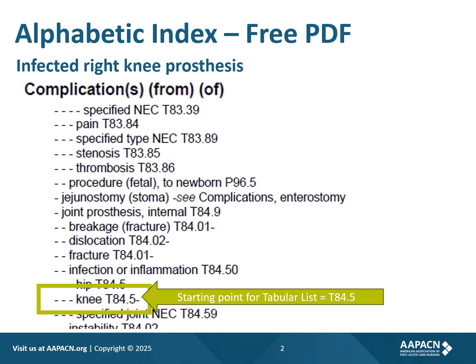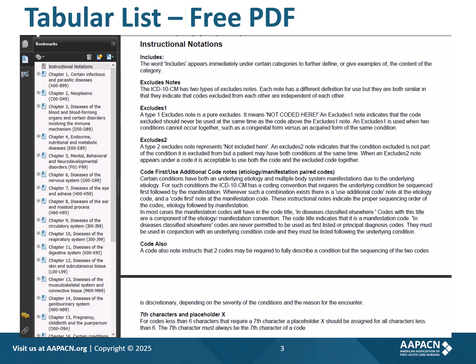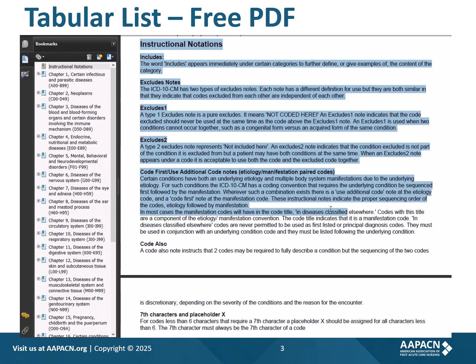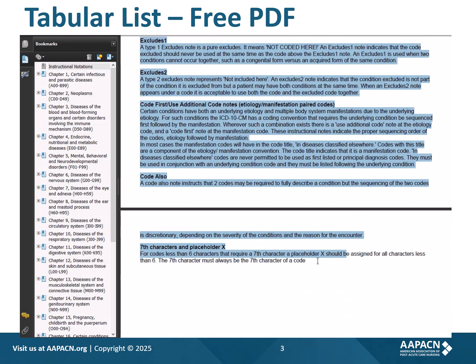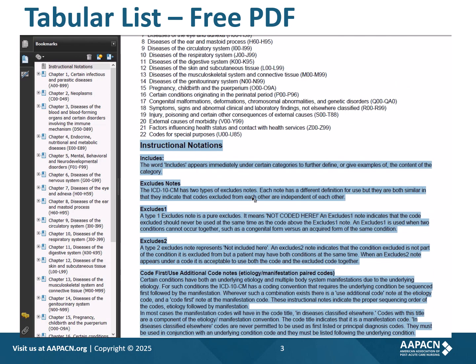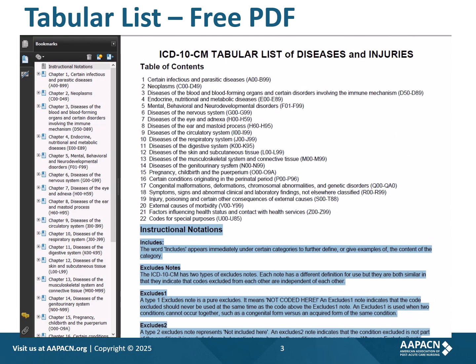That is our starting point, essentially, for the tabular list, but it's not exactly our starting point. We first have to take a look at a couple of other things. When using the tabular list from the free PDF that is on cms.gov or the CDC, the first thing we're going to see are the instructional notations. And these are the same notes that you would see in the ICD-10 coding guidelines. So this is some additional information that we would find in this tabular list.